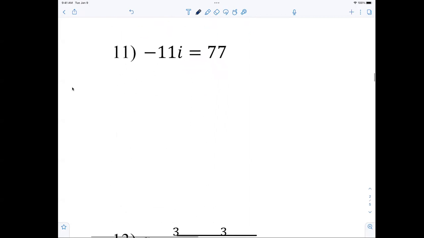Finley, number 11. What am I going to do? That's correct. It's multiplication. So how do I undo multiplication? Division. Divide by -11. So I is equal to what, Finley? -7. Thank you very much.